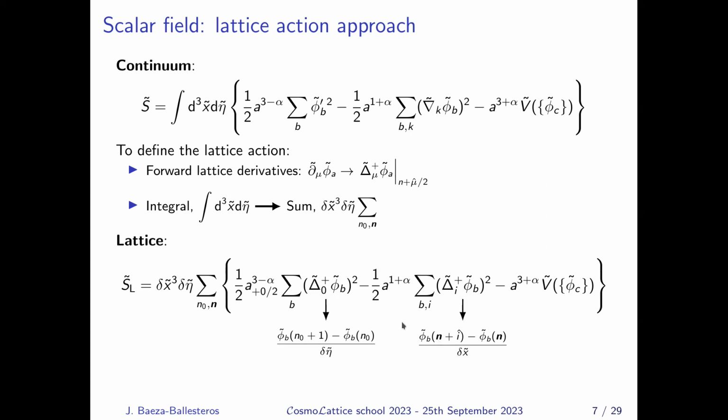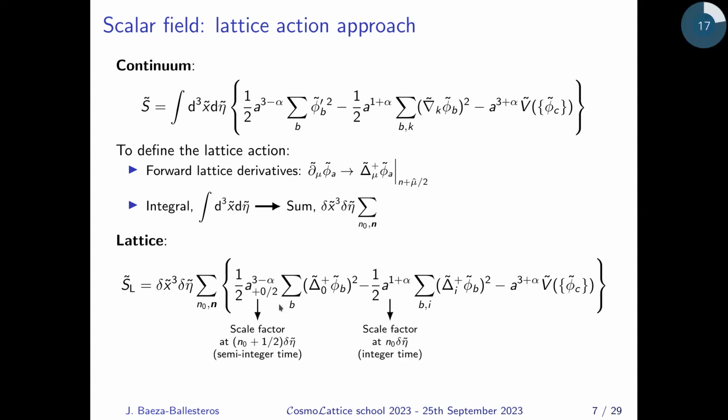Okay, so going back, we have the forward derivatives, and the one thing you may have noticed is that this scale factor here has this subindex. What this means is that as this forward time derivative lives at semi-integer times, we have to multiply it by the scale factor also living at semi-integer times. In the other terms, the spatial derivatives live at integer times, and so the scale factor by which we multiply it also lives at integer times.